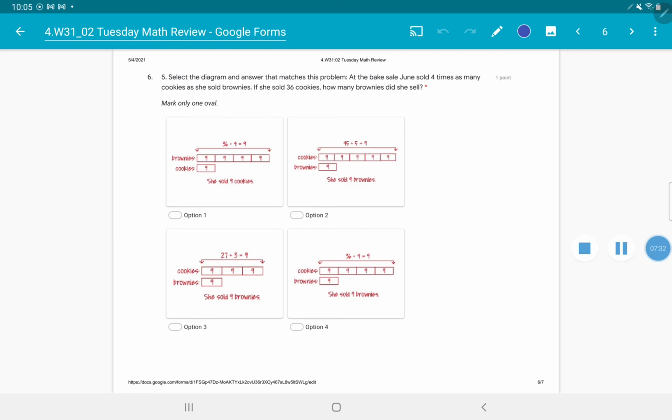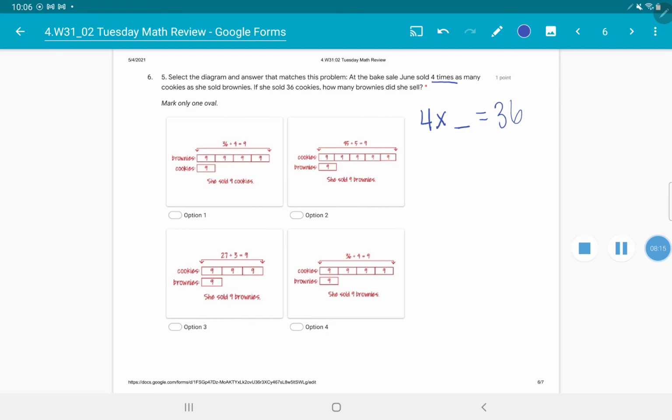And the last question says to select the diagram that matches the problem. At the bake sale, June sold 4 times as many cookies as she sold brownies. If she sold 36 cookies, how many brownies did she sell? She sold 36 cookies, and we want to know how many brownies she sold. So which one of those models is going to show us how to find the correct answer?